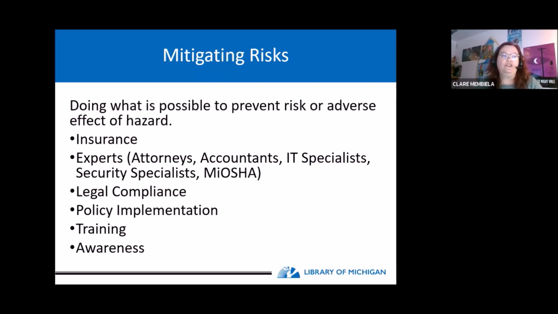You can invest in special windows that have a very high break limit. You can invest in hurricane shutters. You can get flood insurance. When I worked at the University of Miami, I was head of reference, and every hurricane season I would spend a large amount of time wrapping and unwrapping stacks in Visqueen, which is a form of kind of heavy plastic.